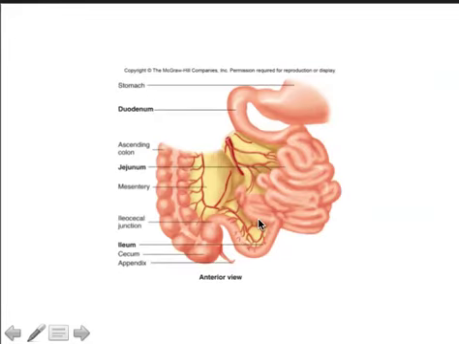Okay, this is just a look at the area leading from the stomach to the small intestine to the large intestine. You can see here where the pyloric antrum leads into the pyloric sphincter, leading to the duodenum, which leads into the jejunum, which leads to the ileum, which connects directly up to the cecum, and then we can ascend the ascending colon.